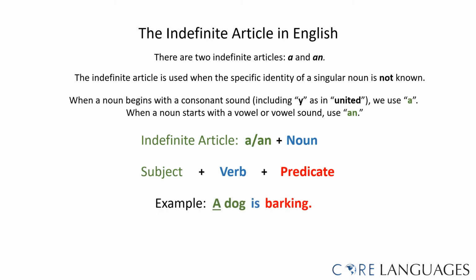For example, a dog is barking. A dog is the subject of the sentence. We need to use an indefinite article if we don't know the dog. We could also say, the dog is barking, if we know the dog that is barking.